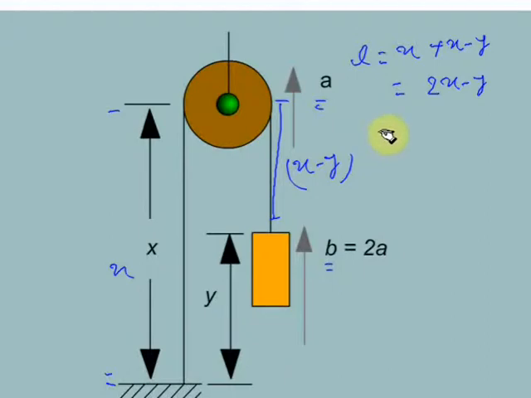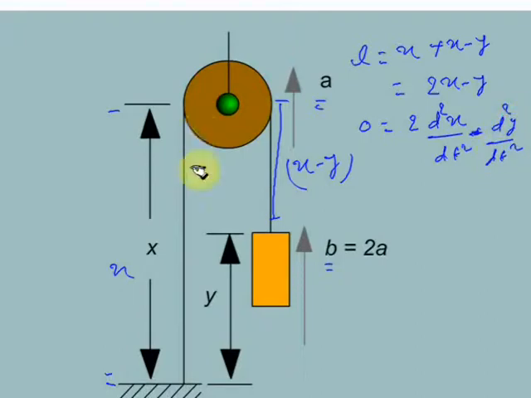So now what we can do is we can double differentiate this length. Since L is constant, its differential will be 0. So differentiating it twice we get 0 is equal to 2 into d²x by dt² minus d²y by dt².